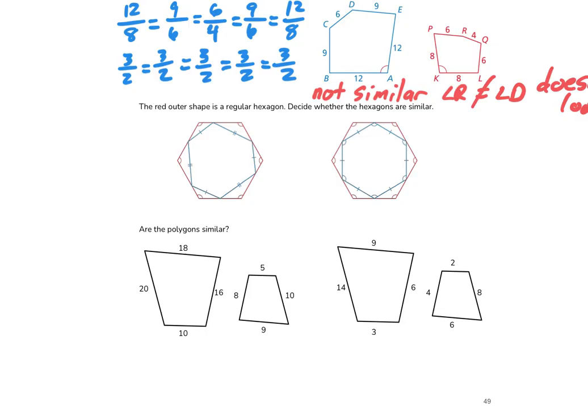Okay, on this one here, these are 2 different problems. So let's start with this one here, okay? The red is a regular hexagon. Decide whether the hexagons are similar, okay? So what does it mean when it says regular? Right, okay? So we know the red one, all the sides are congruent, okay?